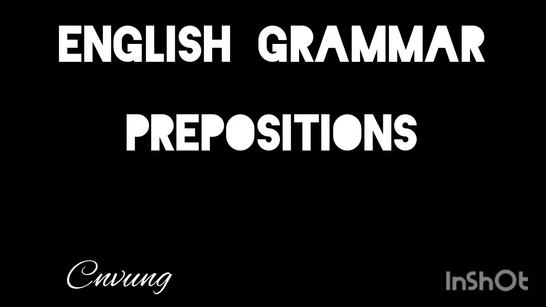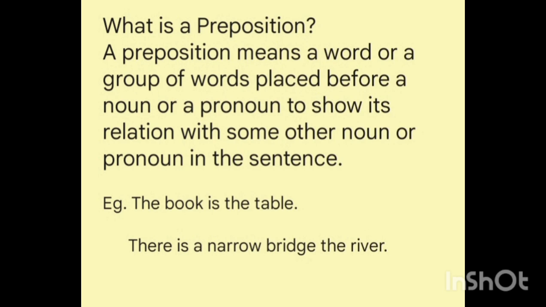Today let us learn about prepositions and the different types of prepositions. Let's start with the definition. What is a preposition? A preposition means a word or a group of words placed before a noun or a pronoun to show its relation with some other noun or pronoun in the sentence. In short, we can say that it shows the relations between two different nouns or pronouns in the sentence.